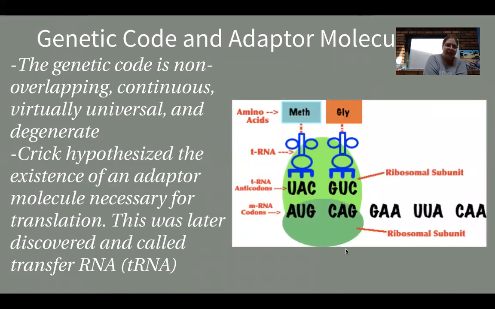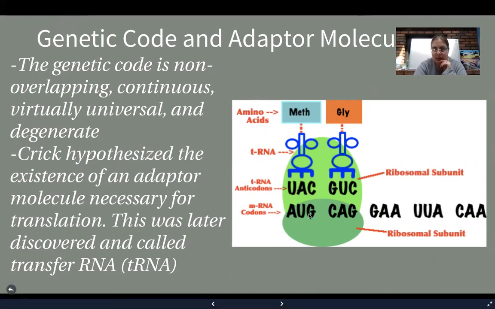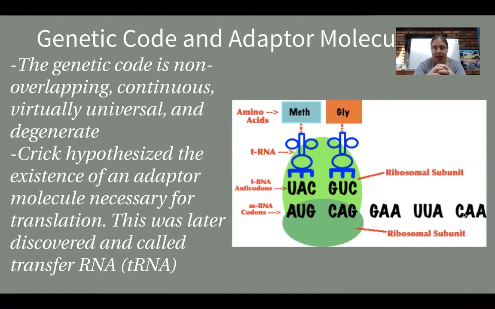Now, the genetic code is non-overlapping, meaning that these codons don't overlap each other. It's not like if we look here in this picture, AUG, and then the G is part of the next codon. No, each codon is its own separate, unique thing, its own unit. They don't overlap, so AUG isn't going to be part of any other codon. It's its own particular codon. It is continuous.